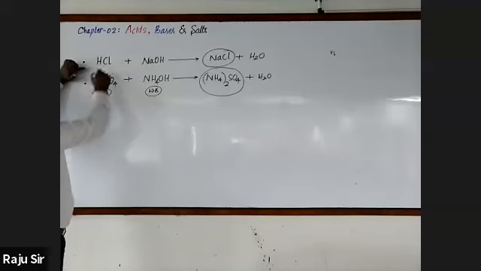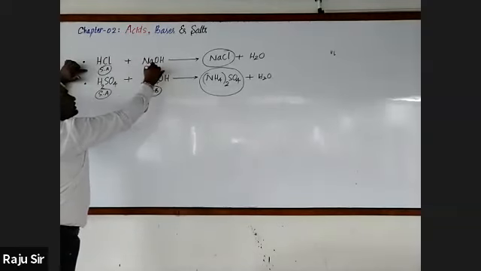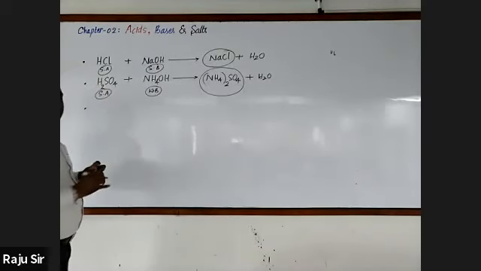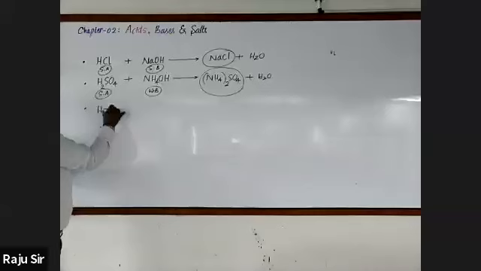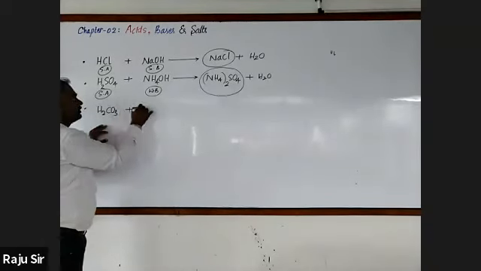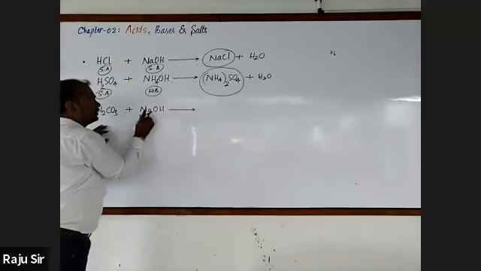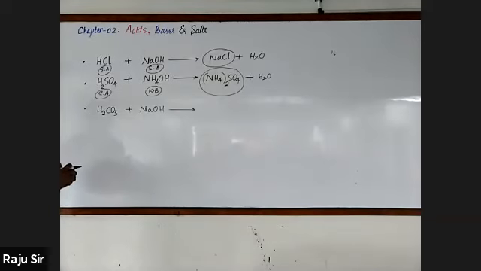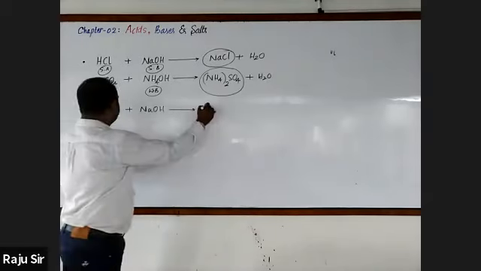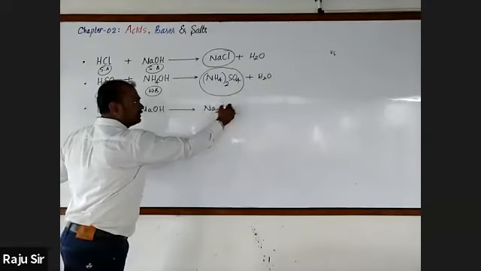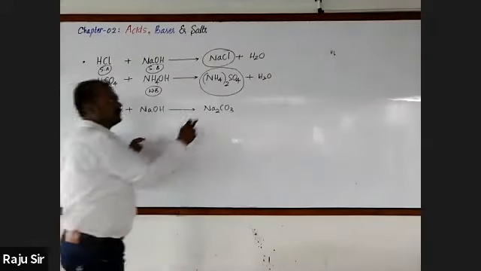First one, NaCl, is formed by a strong acid and a strong base. Next, I'll take H2CO3. Name this compound. Carbonic acid, a weak acid. NaOH, a strong base. Could you tell the salt which is formed? Na2CO3, sodium carbonate. Sodium replaces the hydrogen present in the acid, so we'll get Na2CO3, sodium carbonate.